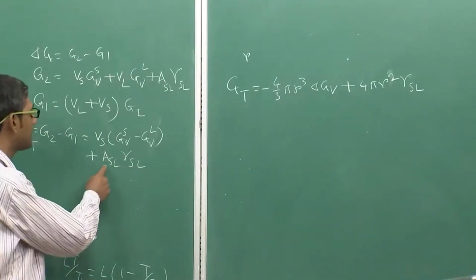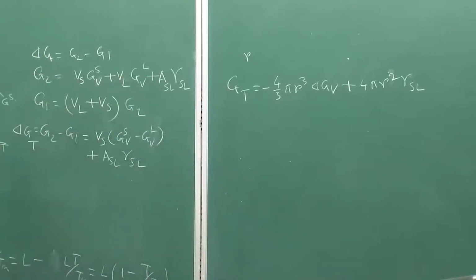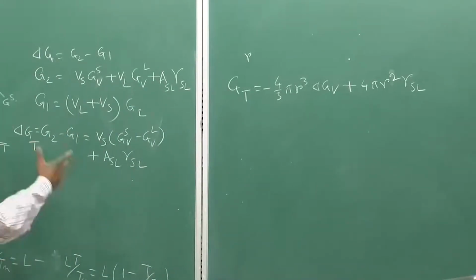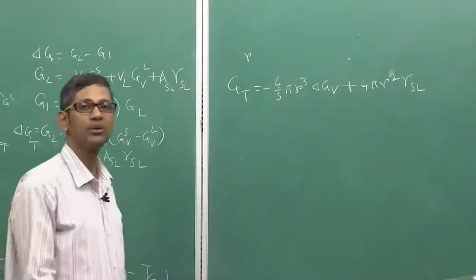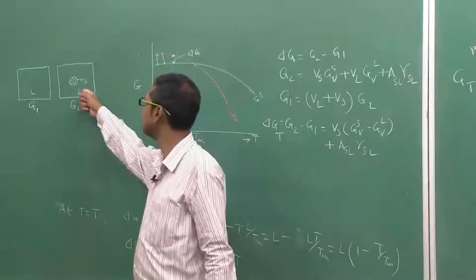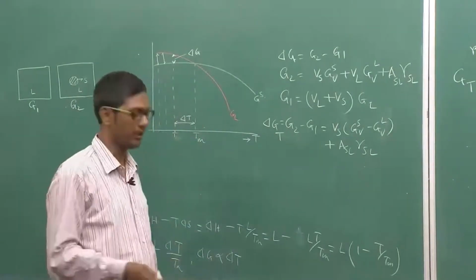Similarly, area times 4 pi r squared is multiplied by the solid-liquid interfacial energy. So if you do it in a completely mathematical way, that is what you will get. That is my total energy of the solid which is formed out of the liquid.